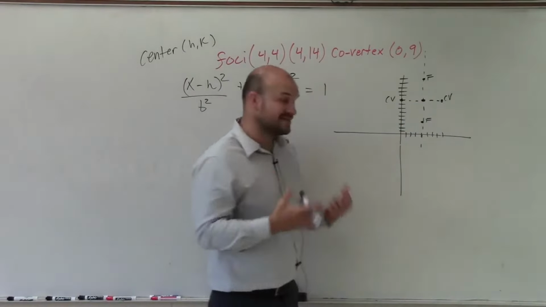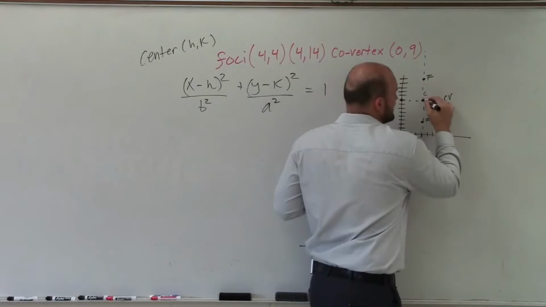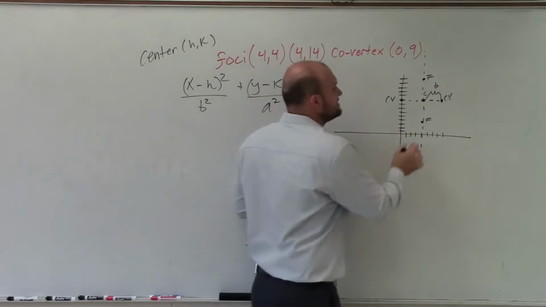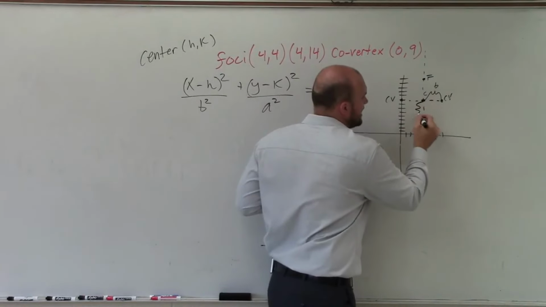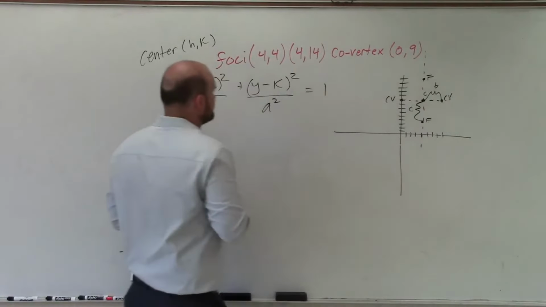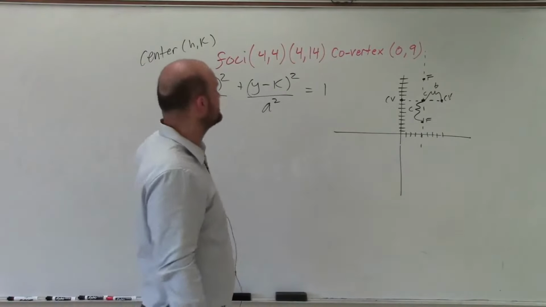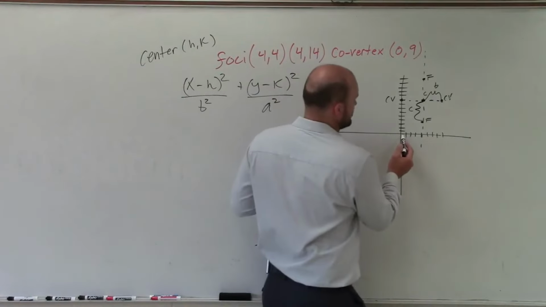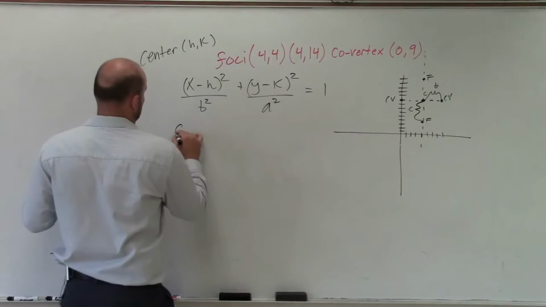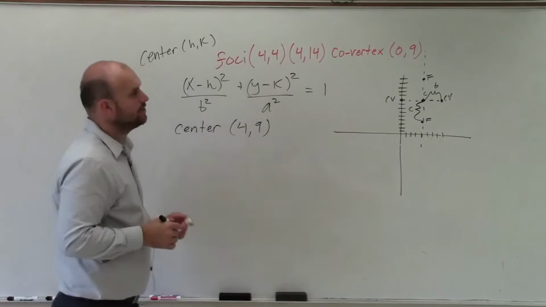Now, let's get into some fun stuff. The distance from the center to our covertex is what we give the value of b. The distance from the center to the foci, or one of the focuses, is going to be c. So we don't have c in the equation, but we're going to need to know c to help us figure out what a is. The center, we did determine, is going to be at 4, 9. So I'll say center is at 4, 9. That's the x and the y coordinate for my center.